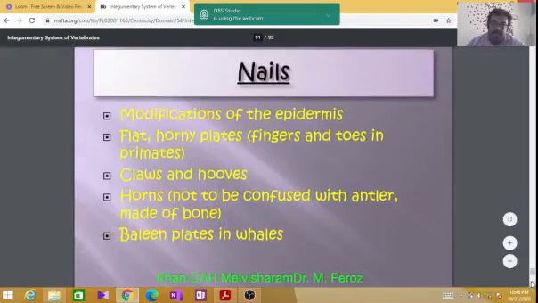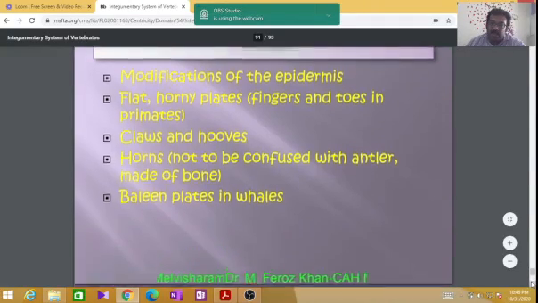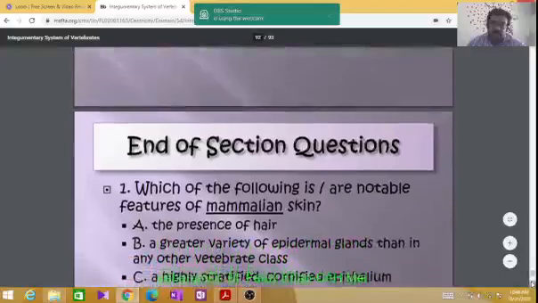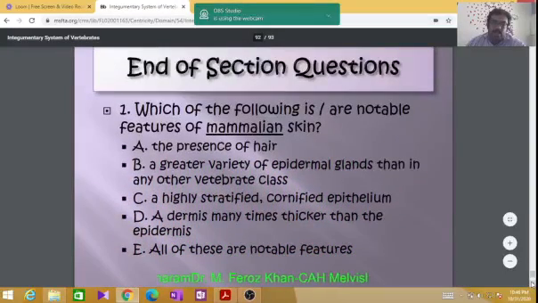Then come the nails. It is a modification of the epidermis. It is flat, horny, and includes claws, hooves, horns, and baleen plates. These are the various nails. So, end of the session.